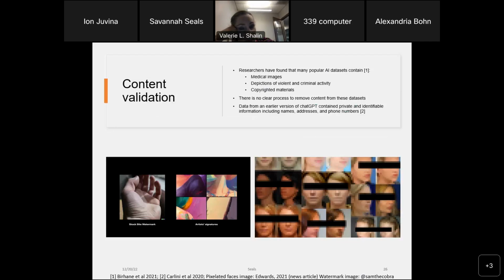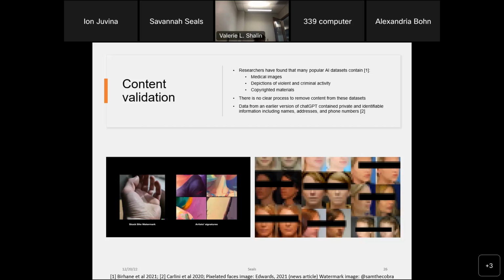Researchers have found that many popular AI datasets contain things like medical images, depictions of violent criminal activity, and copyrighted materials. Getting this information removed from these datasets is unclear. Even if you could go to a standard place and say, I found my medical images in this data set, remove them, that information is still represented in attributes of the model. And you can't necessarily say, I have this model, remove everything we learned from this photo, right? Data from an earlier version of ChatGPT was found to contain private and identifiable information like full names, addresses, and phone numbers.